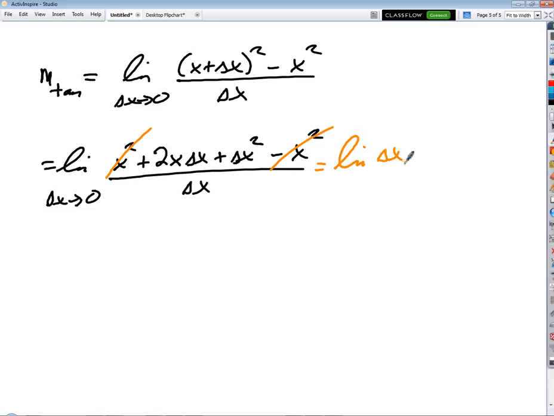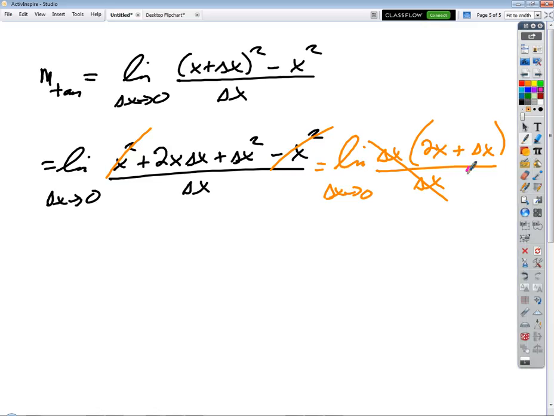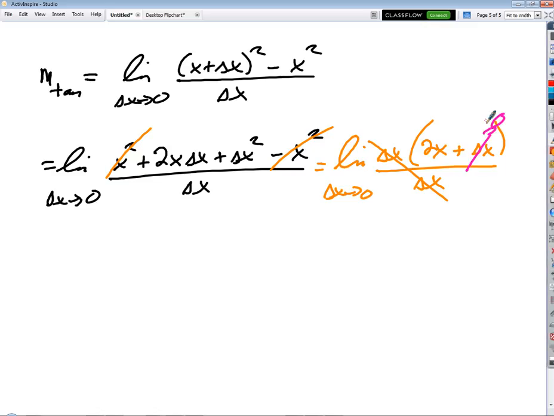Limit, if I factor out a delta X, what am I left with on top? 2X plus delta X. Wait, why is it two? Two delta X, so it's 2X. This is fine. Make sense? Focus. Okay. We're good? All right. So now these cancel, right? Yep. In the limit, I can now evaluate directly. In the limit that delta X goes to 0, what do I end up with? 2X. How about that? And that works, doesn't it?